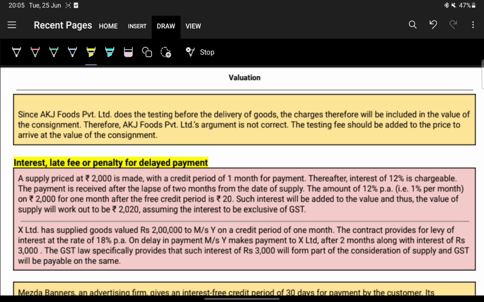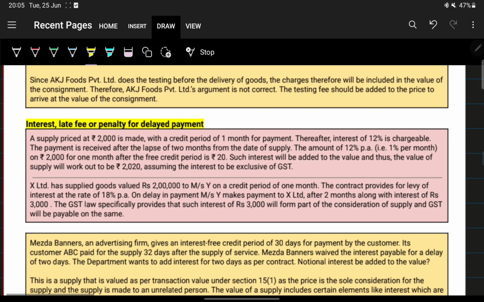Okay, we'll see the next example, which is related to interest, late fees, or penalty. This is section 15, again subsection 2 clause D. Interest, late payment penalty comes from delayed payments. Clause D, right? Next, we'll see this example. A supply priced at 2000 is made with a credit period of 1 month. Interest of 12% is chargeable.